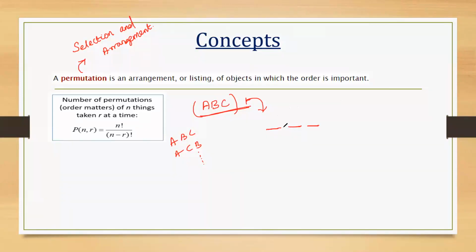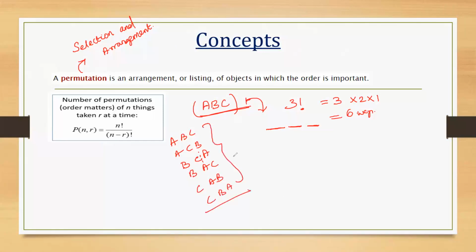Perfect. So, three letters, three chairs, or three places. Nothing but 3 factorial, which is 3 into 2 into 1. Total 6 ways. A, B, C, A, C, B. Then B, C, A, B, A, C. Then C, A, B, C, B, A. So total 6 ways. To arrange 3 letters, we have 3 factorial ways.